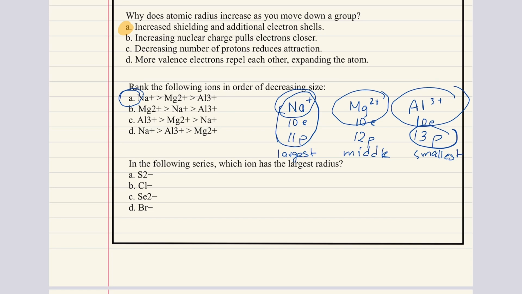In the final problem, we're asked, in the following series, which ion has the largest radius? So we're comparing these 4 ions. Anions are always larger than their neutral atoms because adding electrons increases electron-electron repulsion, and that expands the electron cloud. When we're comparing ions within the same group, atomic radius increases as you move down the periodic table due to the addition of electron shells. More energy levels means a larger atomic radius.